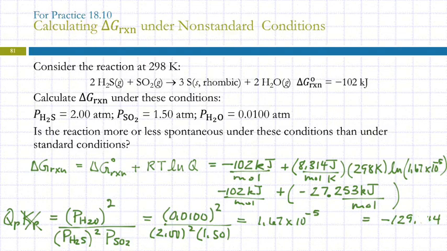So minus 129.253. So minus 129 kilojoules per mole. Is it more spontaneous or less spontaneous? It's more because delta G is more negative than it is under standard conditions. Any questions?